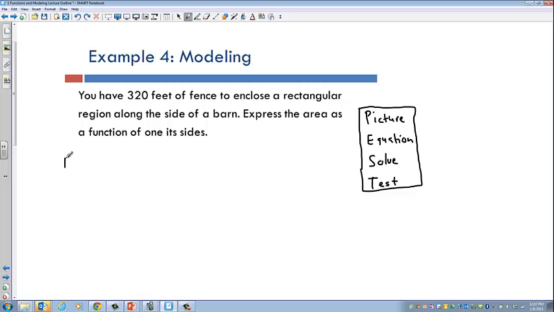So we'll start with the picture so I can sort of illustrate how this works. So P. And the idea is you have 320 feet of fence, so I'm going to write that down. So I have 320 feet of fence.